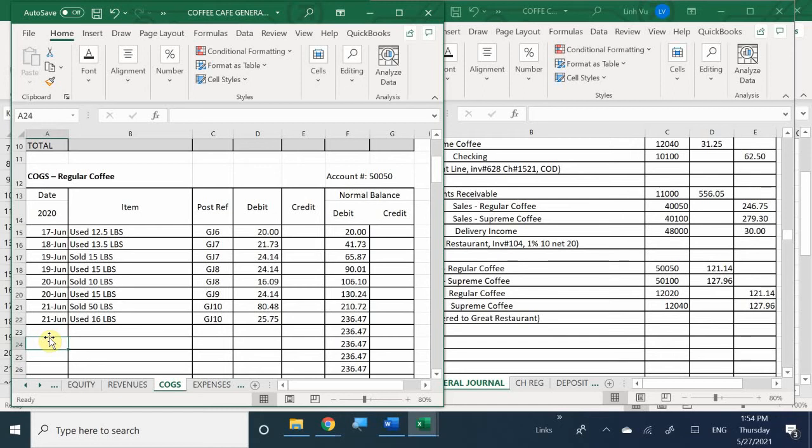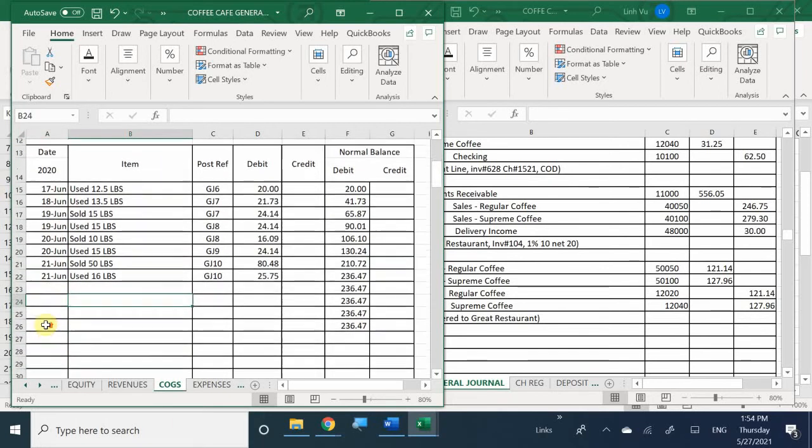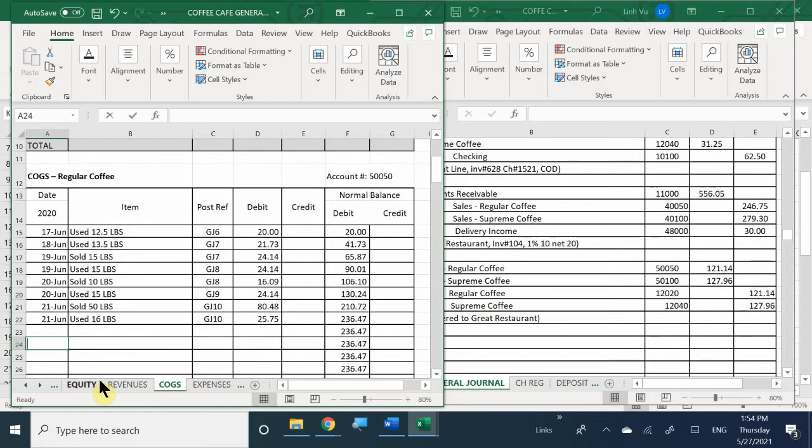Okay. Starting with regular coffee, 622. We sold 75 pounds of the good stuff. General Journal 11 for 121.14. It's a running balance at $357.61. Good. Down to Supreme.